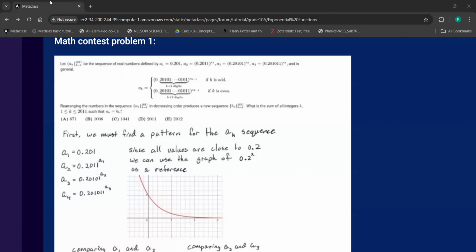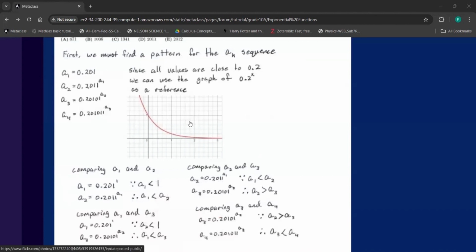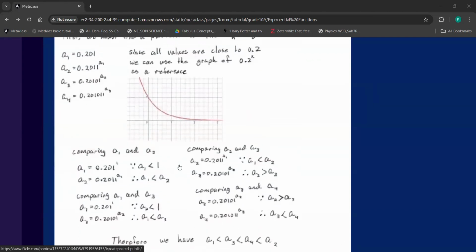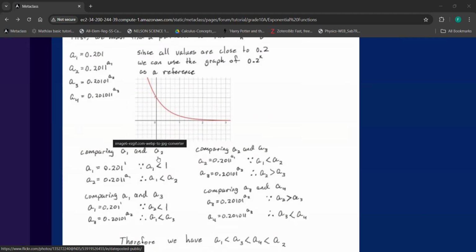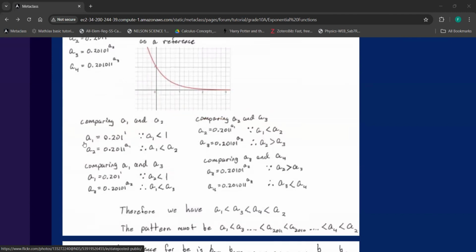The time is up. So, as I said earlier, we will be using this graph to do the question. We will be comparing each of these terms, right? We'll just be comparing the first four terms in order to find a pattern. So comparing A of 1 and A of 2. We have A1 is equal to 0.201 to the power of 1. I'm just going to be saying 0.2 from now on. No need for the rest of the decimals.